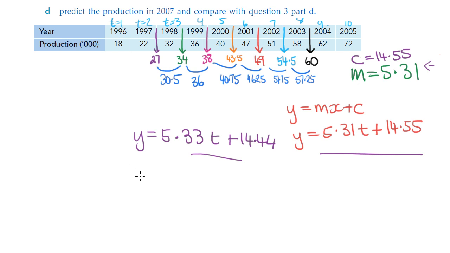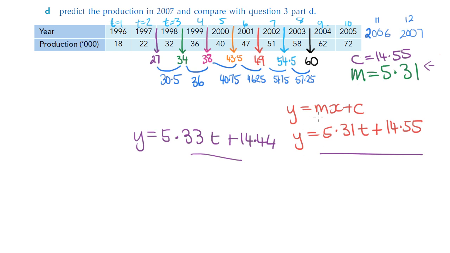The last part of the question said predict the production in 2007, presumably using both of these equations, and then compare the answers with what we got earlier in the question when we were using moving means instead of moving medians for our smoothing. So what's our t-value for 2007? If this here was 10, then 2006 would be 11, which means 2007 would be 12. So we want to evaluate when t equals 12.